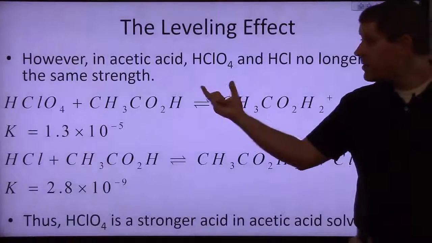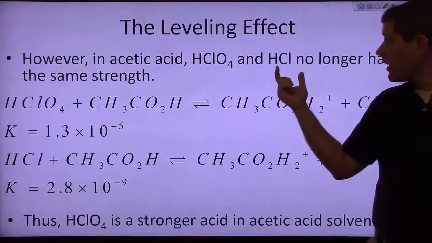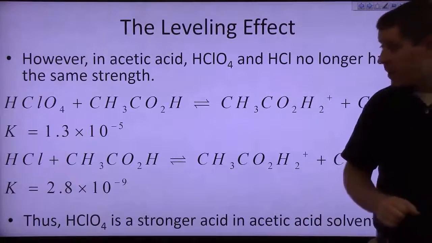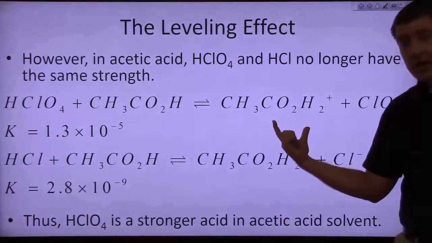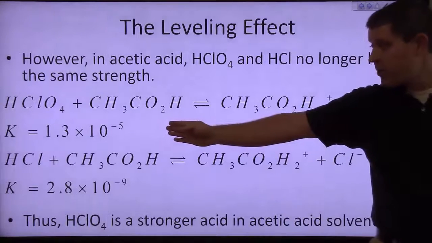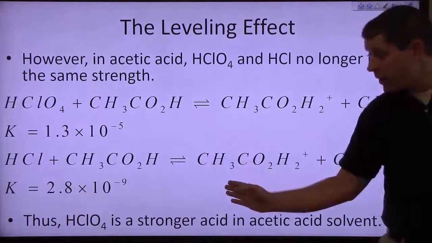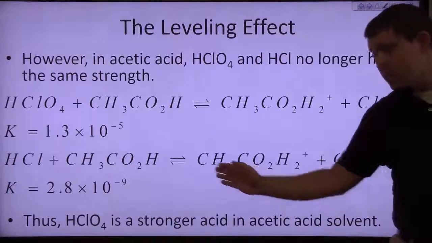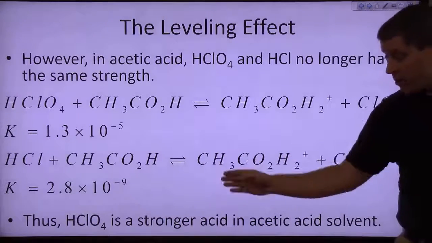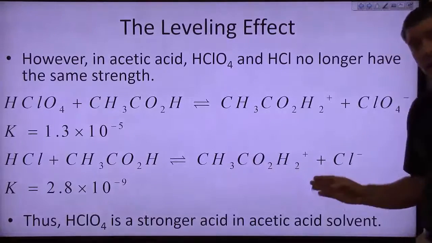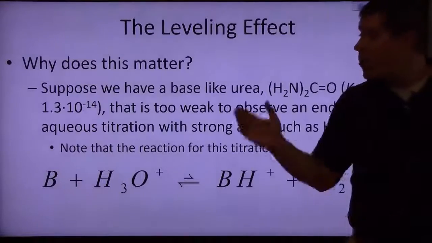However, in acetic acid, the perchloric acid and hydrochloric acid no longer have the same strength. That is, the perchloric acid can react with the acetic acid to protonate the acetic acid, and the K value there is 1.3 times 10 to the minus 5, whereas hydrochloric acid can protonate the acetic acid with a K value of 2.8 times 10 to the minus 9. And therefore, the perchloric acid is a stronger acid with an acetic acid solvent. Now, why does this matter?